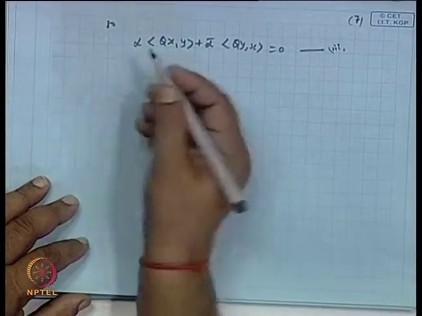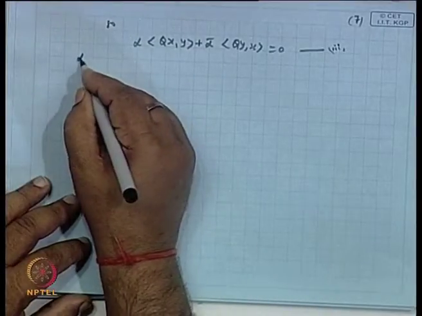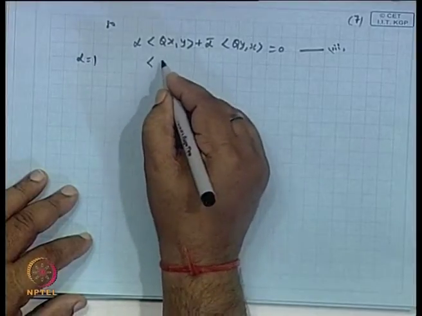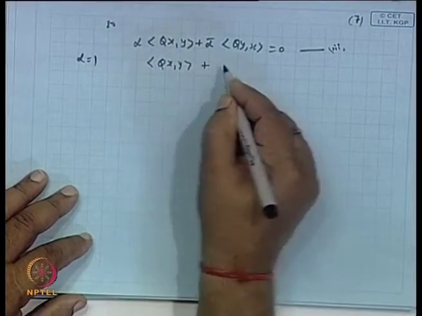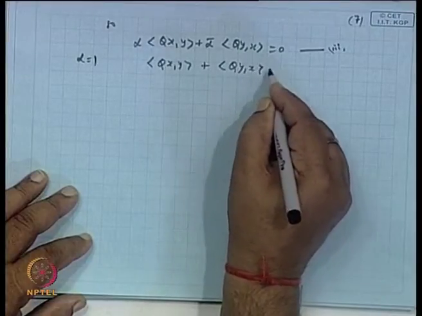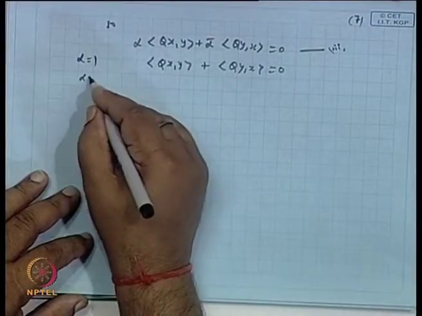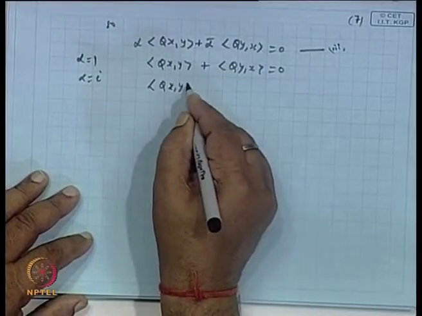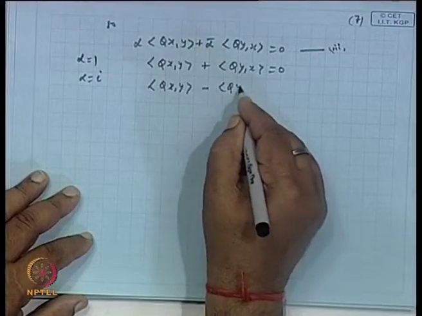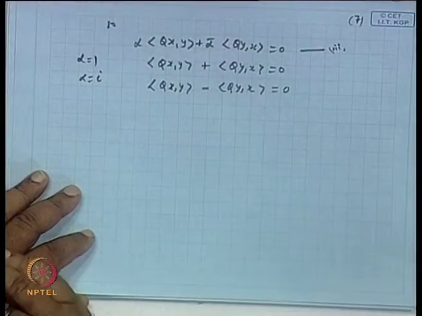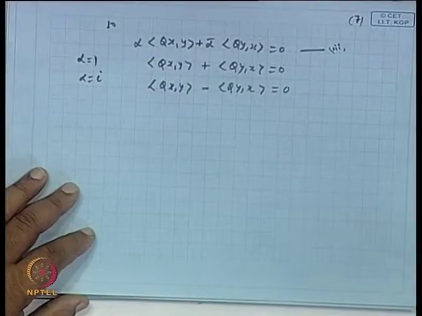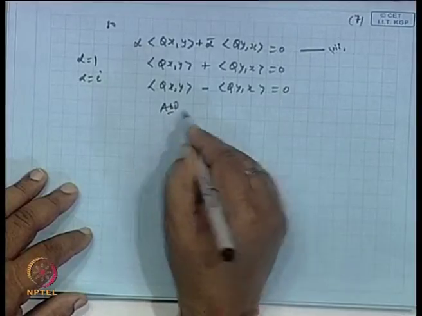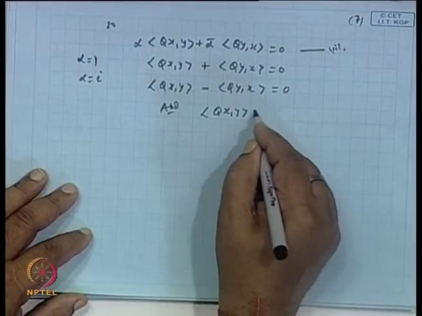Now, because alpha is a complex quantity, take alpha to be 1. So, what we get is the inner product of Qx comma y plus the inner product of Qy comma x is 0, and when alpha is equal to i, what do you get? The inner product of Qx comma y minus that of Qy comma x is 0, because alpha conjugate means minus i. So, therefore, if I add, then what we get is the inner product of Qx, y is 0.